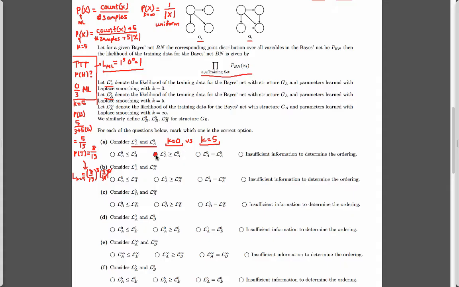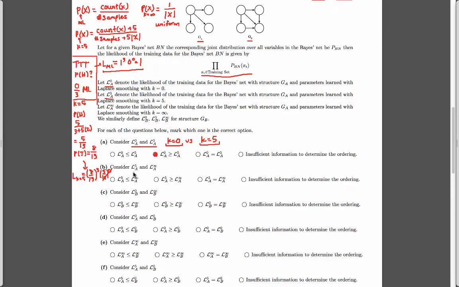So this is true. And it's going to be greater than or equal to, because it's possible that if the data is exactly uniform, then the smoothed version is going to be the same. So it's possible, therefore, for the likelihood of our training data to actually be the same for k equals 0 and for k equals 5.